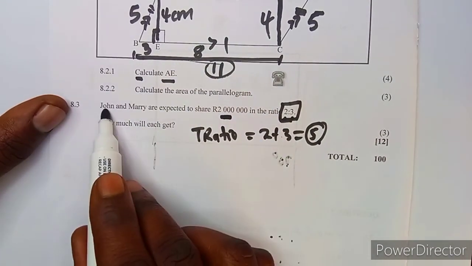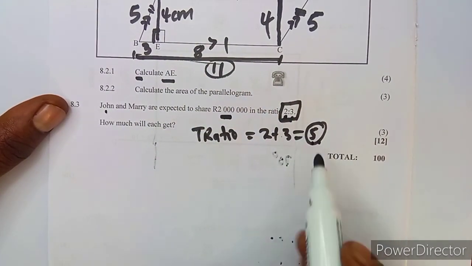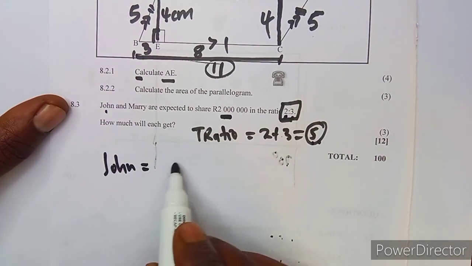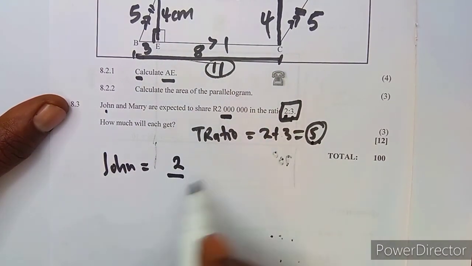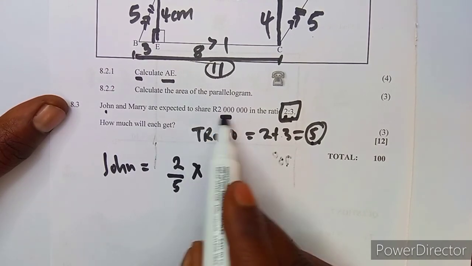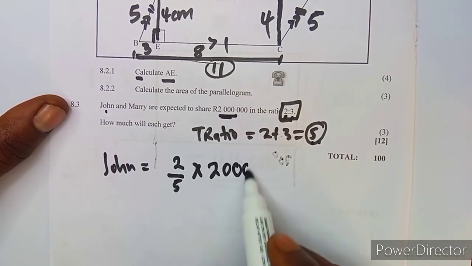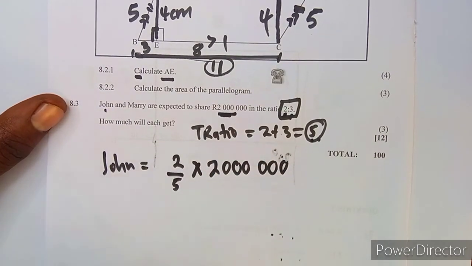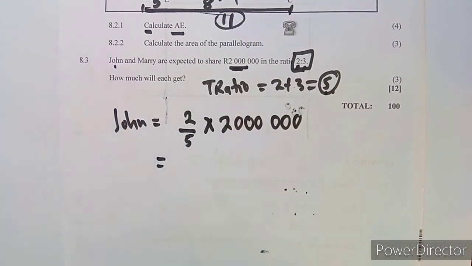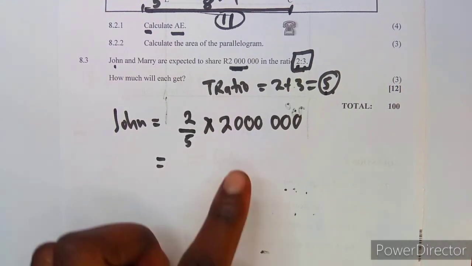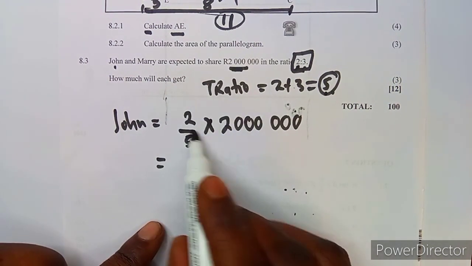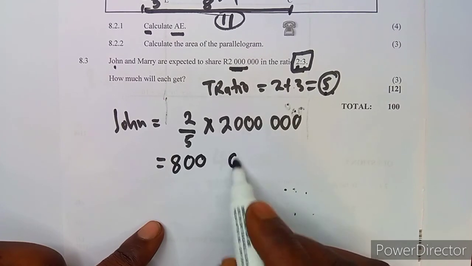Which means John is going to get 2 out of 5. John is going to get 2 parts out of the total, which is 5, times the amount which they shared. They shared 2 million rand. So what is going to be the amount there? What is important is to use your calculator properly, guys. There is nothing more important than to use your calculator properly. So 2 over 5 times this is going to be 800,000.